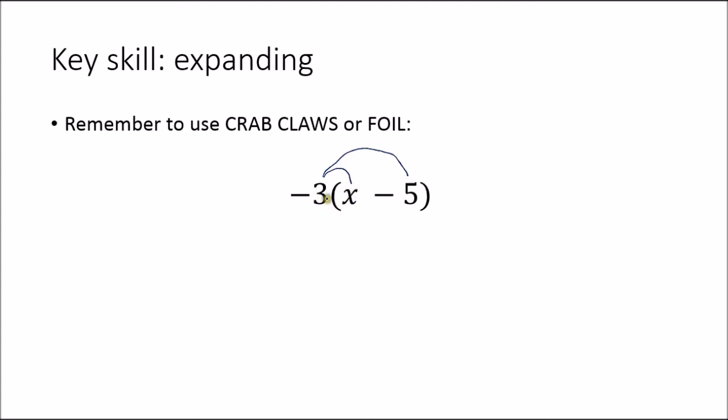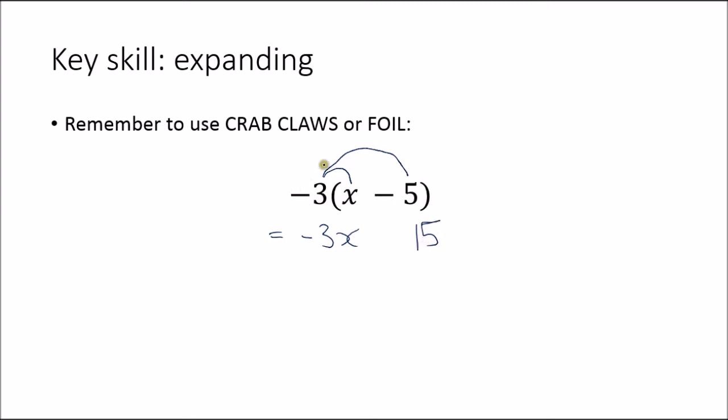And then we've got to be careful with things like directed numbers. So the first thing we've got here is minus 3 times x. So it's a negative times a positive. We end up with minus 3x. Then minus 3 times minus 5. Well, 5 3s are 15.